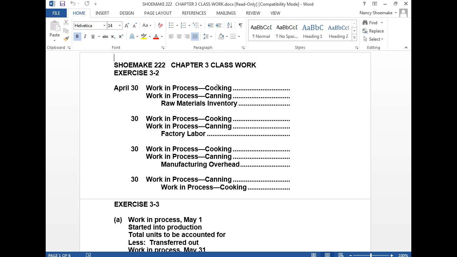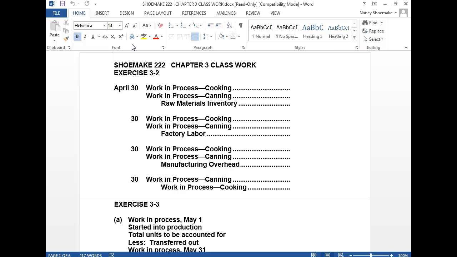Yeah. Pasta company manufactures pizza sauce through 2 production departments, cooking and canning. In each process, materials and conversion costs are incurred evenly throughout the process. For the month of April, the work in process account shows the following methods. So, sorry, let me find it. So, journalize the April transactions.